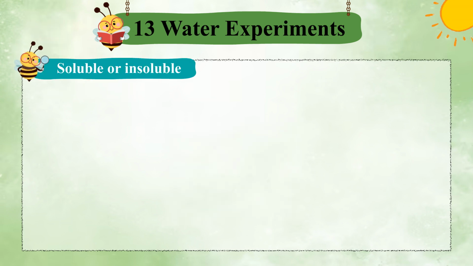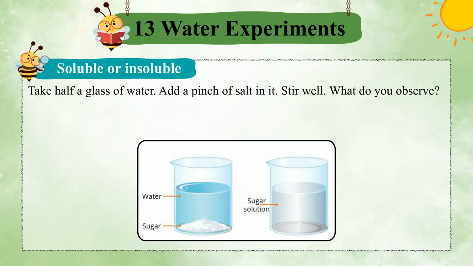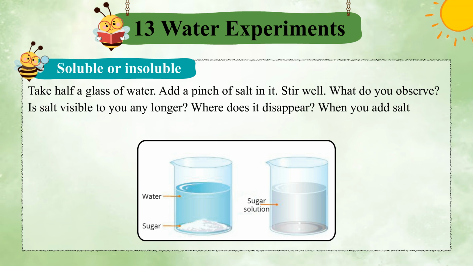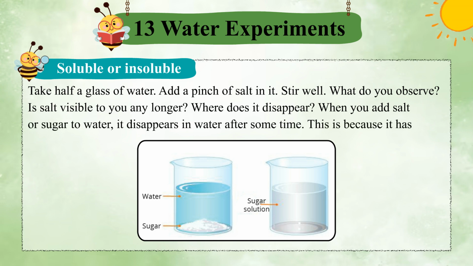Soluble or insoluble. Take half a glass of water. Add a pinch of salt in it. Stir well. What do you observe? Is salt visible to you any longer? Where does it disappear? When you add salt or sugar to water, it disappears in water after some time. This is because it has dissolved in it.